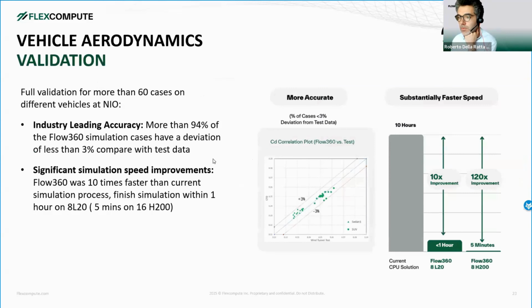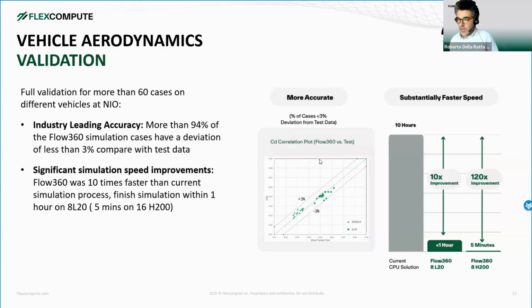Now, if we look at what has been possible to achieve, NIO chose Flexcompute after an extensive validation that has been done on their premises for more than 60 cases among different cars. So from small sedan, as I was saying before, to big SUV. And the numbers are quite impressive here in terms of accuracy, because more than 94% of cases are within the band of 3% delta to their wind tunnel test data. So our simulation tool has been proven very accurate on a wide range of scenarios. Here you can see the band, sedan, and the SUV within the 3%.